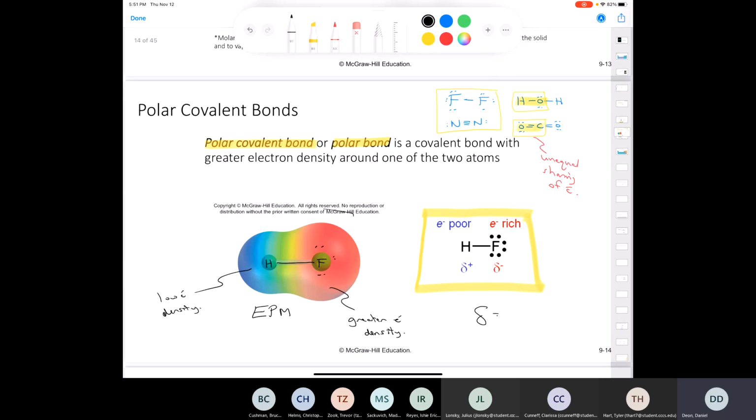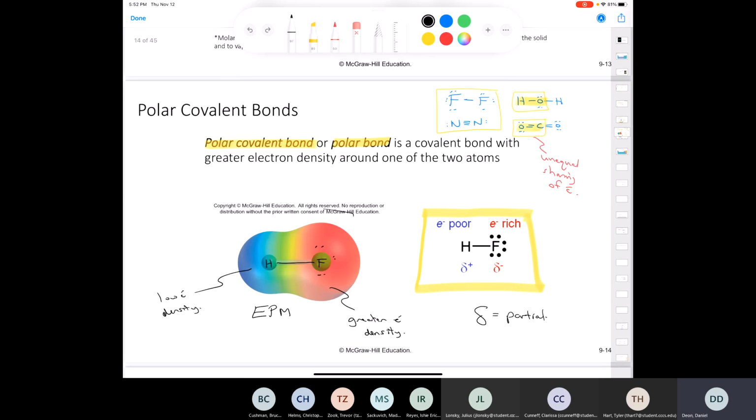We use the symbol delta to represent partial. So remember, even though the hydrogen is electron poor, it's not a cation. It's partially positive. So we write delta plus. Whereas the fluorine is not an anion, but it's got more of the electron density towards itself. And so we put it's partially negative, delta minus.